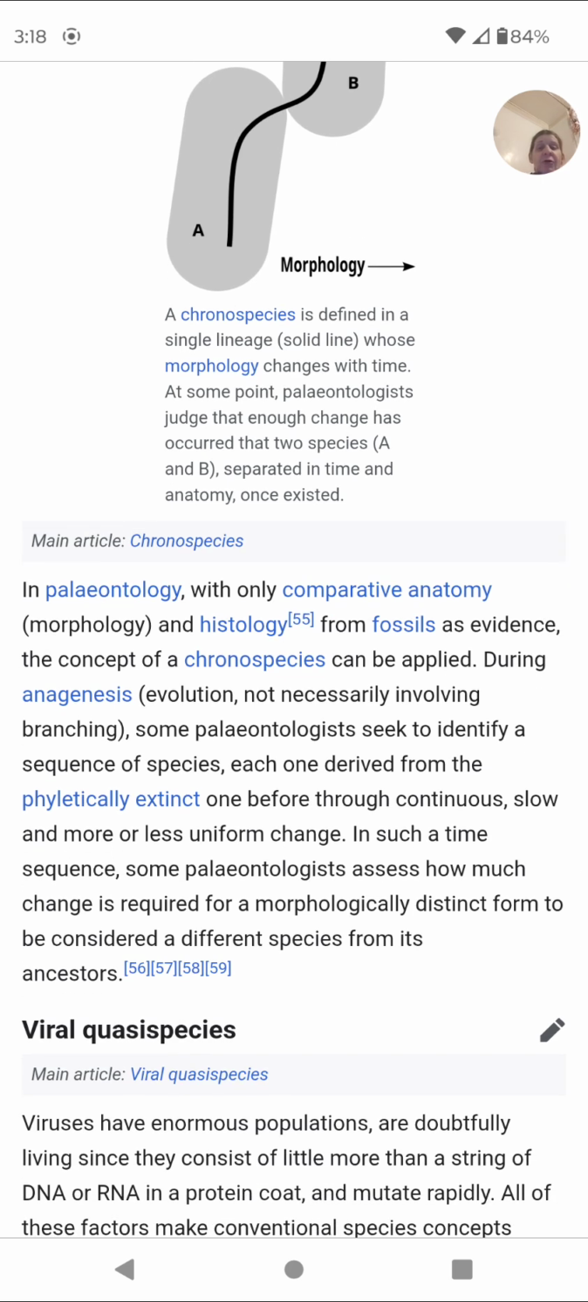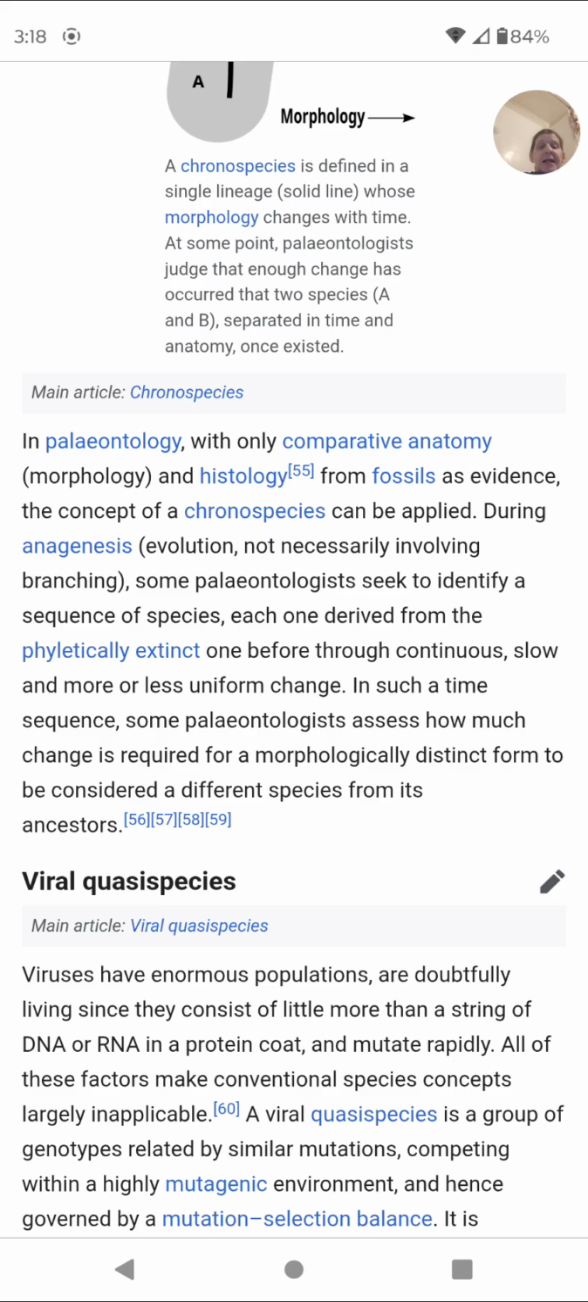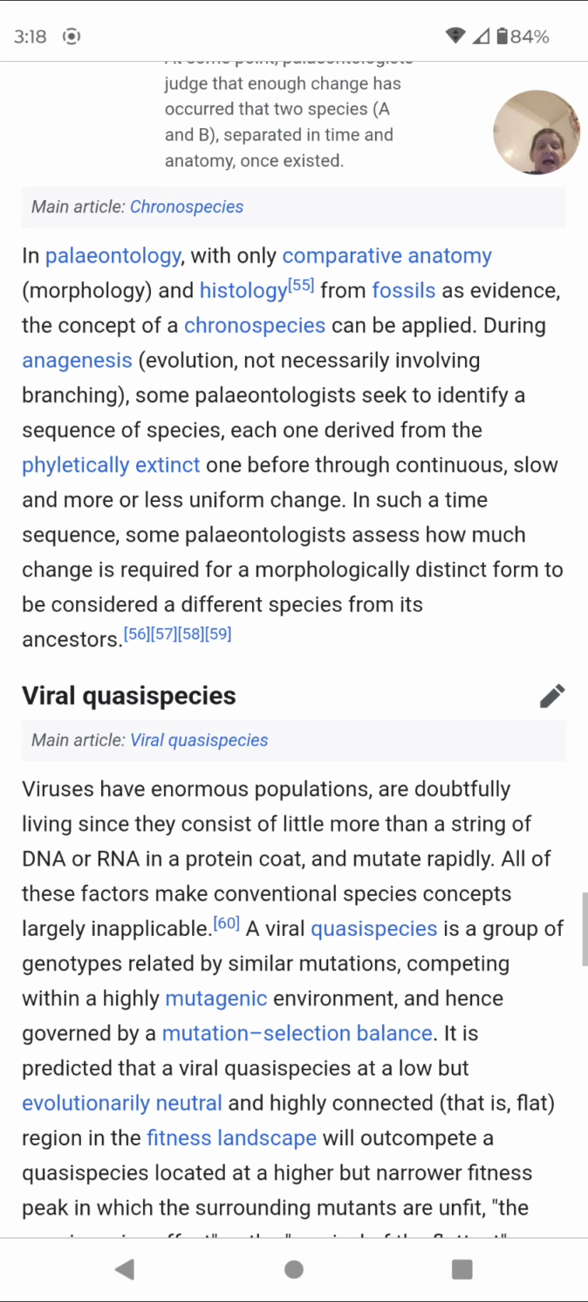Paleontologists work with only comparative anatomy, morphology and heredity from fossils as evidence. The concept of chronospecies can be applied during anagenesis in evolution, not necessarily involving branching. Some paleontologists seek to identify a sequence of species, each one derived from the phylogenetically extinct one before, through continuous, slow, and more or less uniform change. In such a time sequence, some paleontologists assess how much change is required for a morphologically distinct form to be considered a different species from its ancestors.